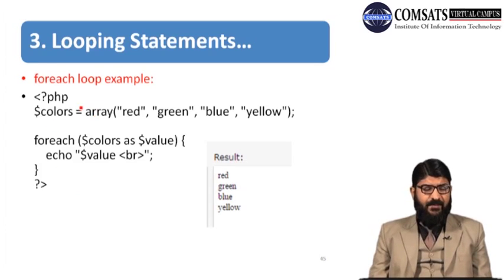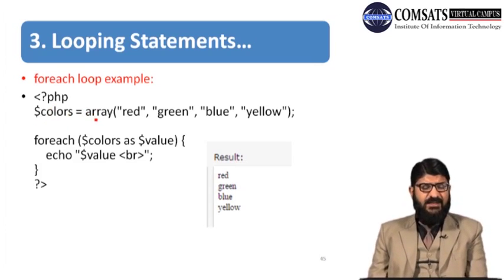See the example. The PHP start tag is mentioned, then $color as a variable is assigned an array, where the first value is red on index 0, the second value is green on index 1, then blue on index 2, and then yellow on index 3. For the foreach variable, the first time the value is red, print that value and take a line break.